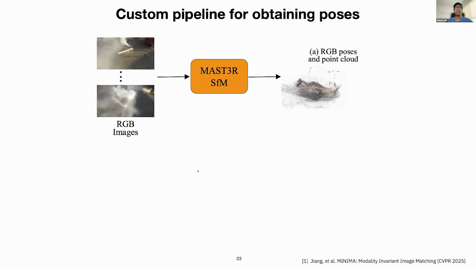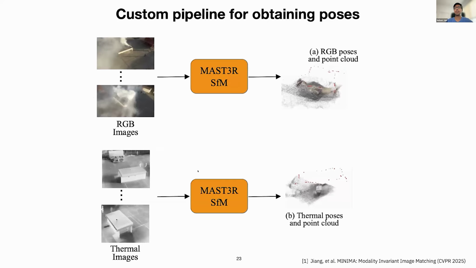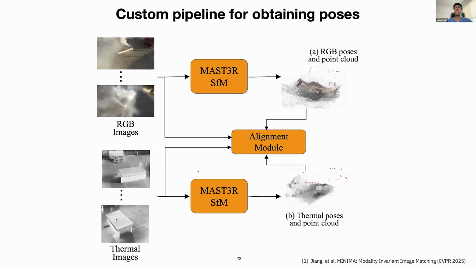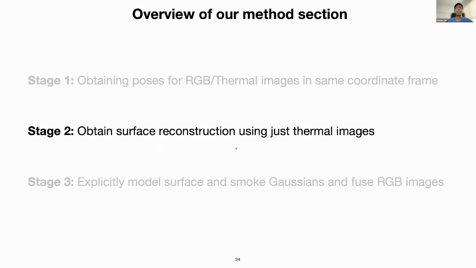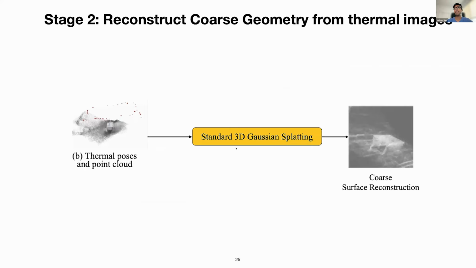So our pipeline looks something like this. We do MASt3R-SfM on just RGB images and just thermal images. Then we use MINIMA as an alignment module to get the poses and point cloud in the same coordinate frame. In the second stage, we do the surface reconstruction using just the thermal poses and point cloud from the last stage. This is vanilla 3D Gaussian splatting, and we get a coarse surface reconstruction.